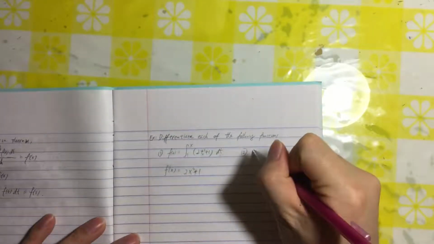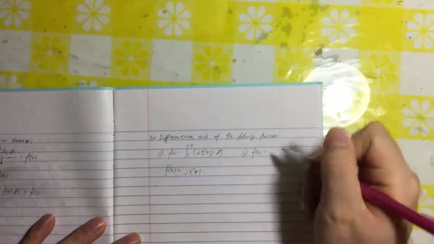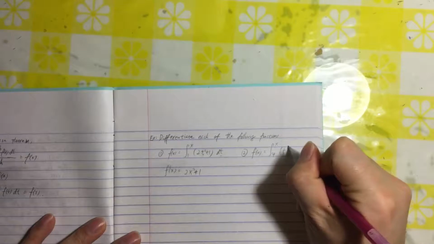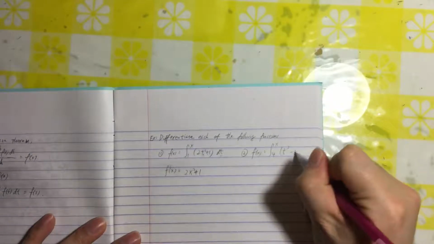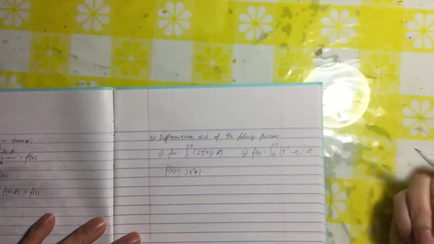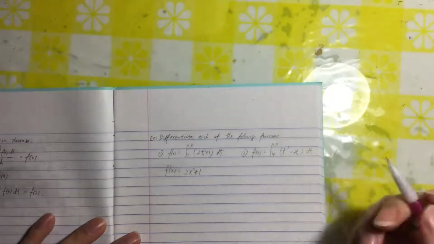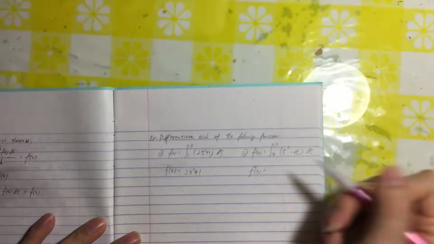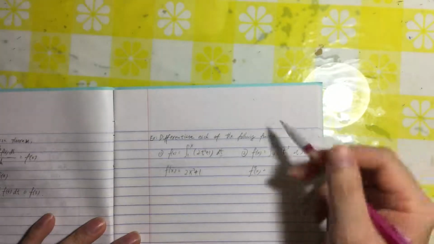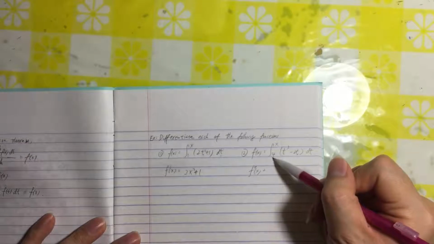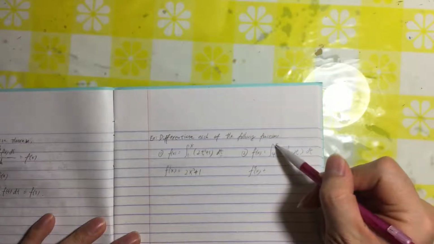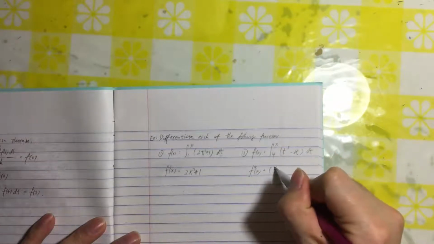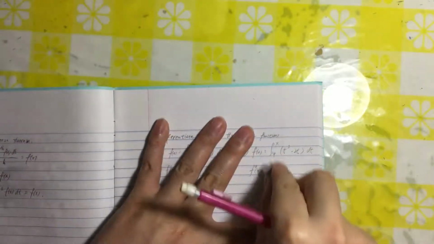Next example. f of x is the integral from 4 to x of t to the power 3 minus 2t dt. Take the derivative of this function. Using the fundamental theorem of calculus, if the lower limit is constant and the upper limit is a variable, we plug the variable in for t. I get t cubed minus 2t, so I get x cubed minus 2x.